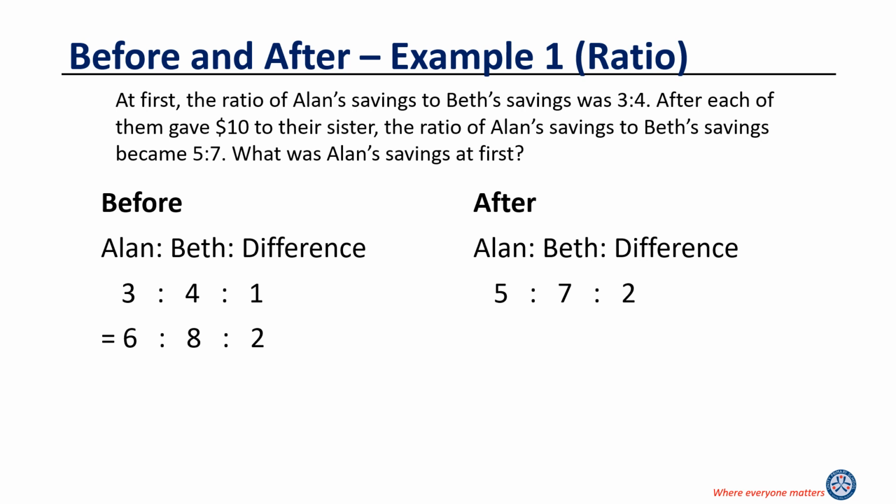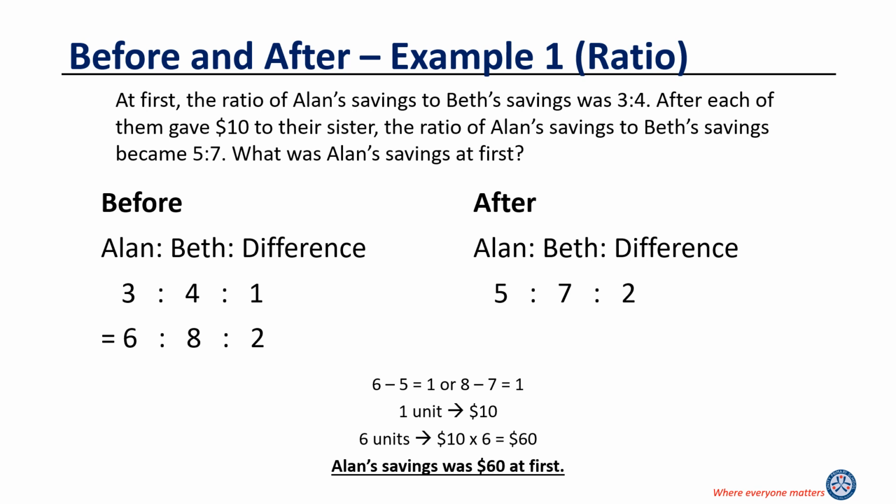The change in their savings is 6 minus 5 or 8 minus 7 units, that is 1 unit, which is equivalent to $10. So 1 unit represents $10, 6 units represents $10 multiplied by 6, which equals $60. Alan had 6 units at first, which is equivalent to $60.